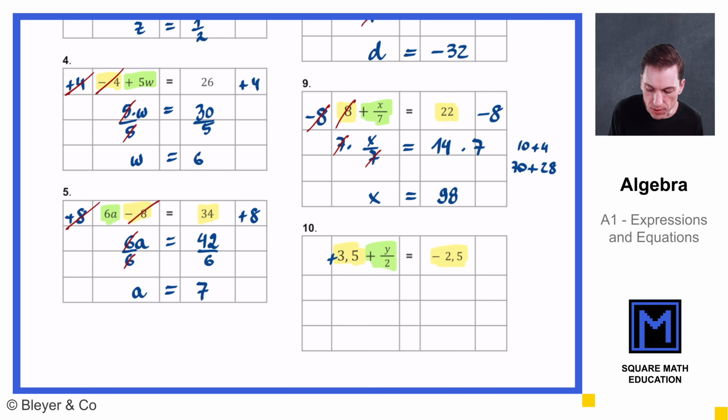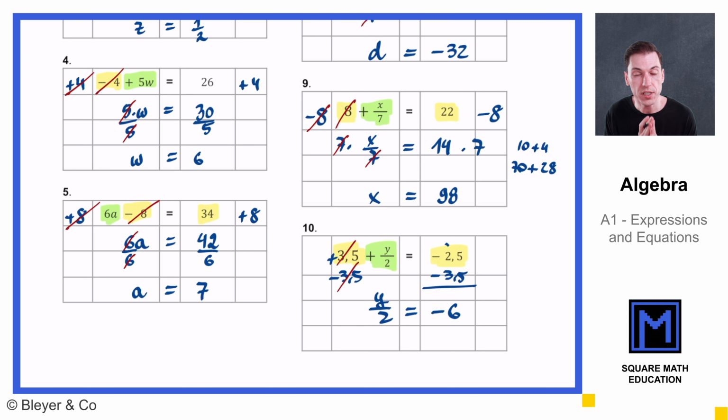We're gonna now minus 3.5 on both sides. So minus 3.5, minus 3.5 on both sides. These are gonna cancel out. We're gonna get y divided by 2 is equal to minus 2.5 and minus 3.5 gonna be minus 6. And we're gonna undo the division, so y divided by 2. That means we're gonna multiply both sides by 2. 2 divided by 2, they cancel out, and then we have in here y equals negative 12. And that is my final answer.